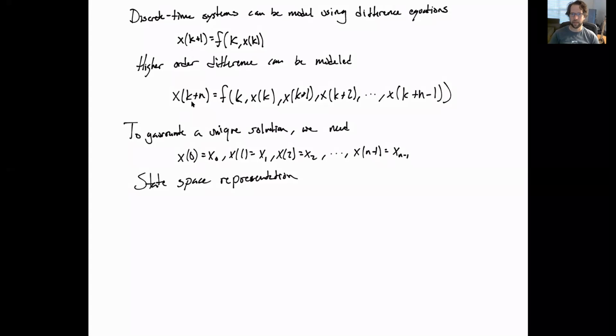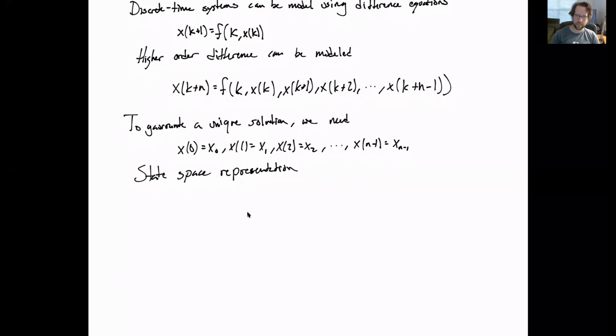Okay, so backing up a little bit. We just need to guarantee a unique solution. We need to have these initial conditions. Okay. All right. Now we're on track. All right. So, state space representation.